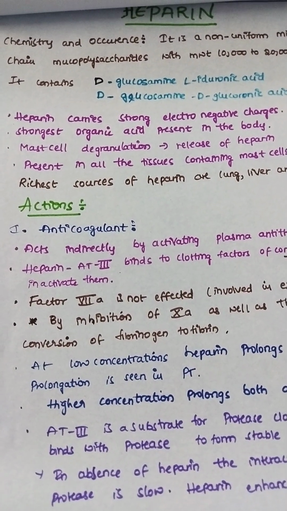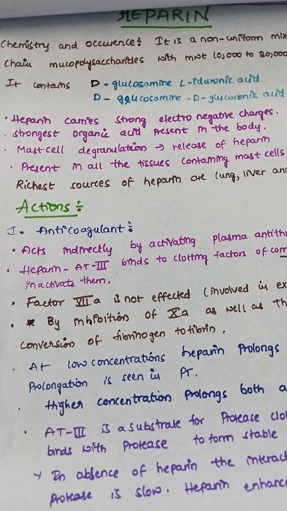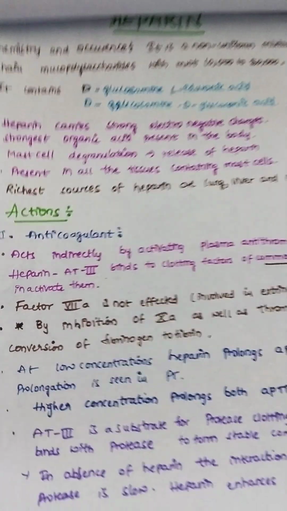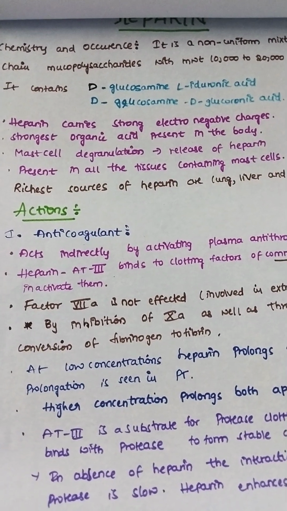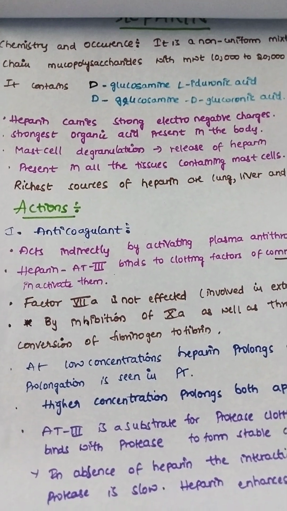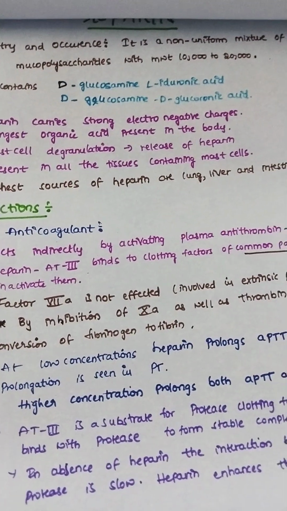Okay. Mast cells are present in the tissues, and this heparin will be present in almost all the tissues which contain mast cells. And the richest sources of heparin are lung, liver and intestinal mucosa, okay.